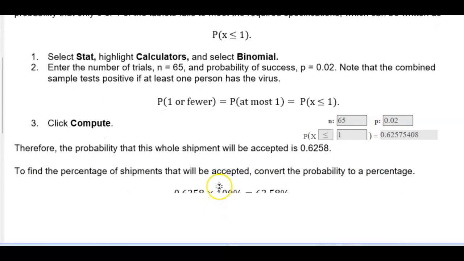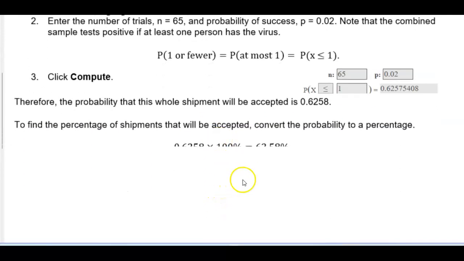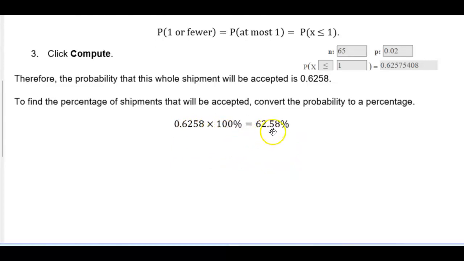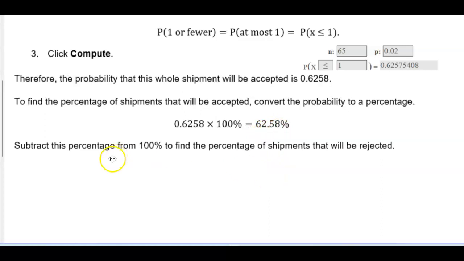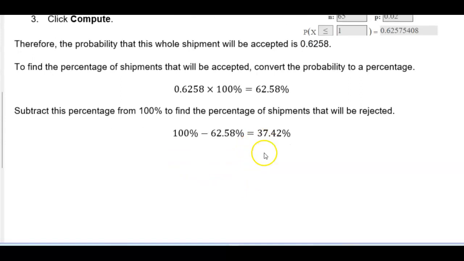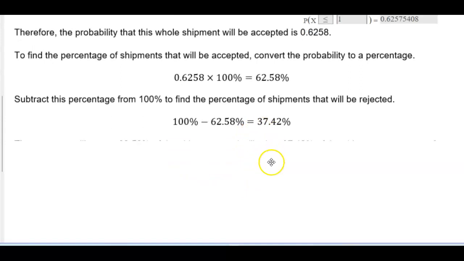So to find the percentage of shipments that will be accepted, we're going to convert this probability to a percentage. So we're going to take 0.6258 times 100%, which gives us 62.58%. Now, we want to subtract this percentage from 100% to find the percentage of shipments that will be rejected. So if we take 100%, subtract 62.58%, then we get 37.42%.